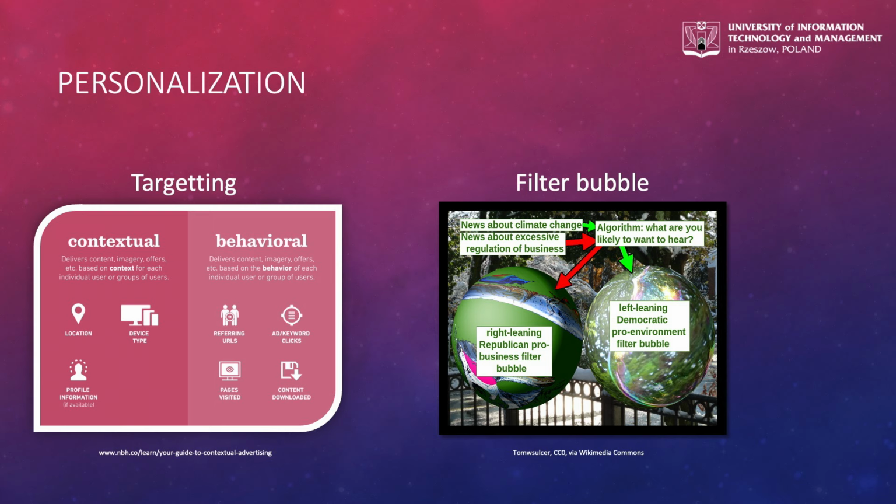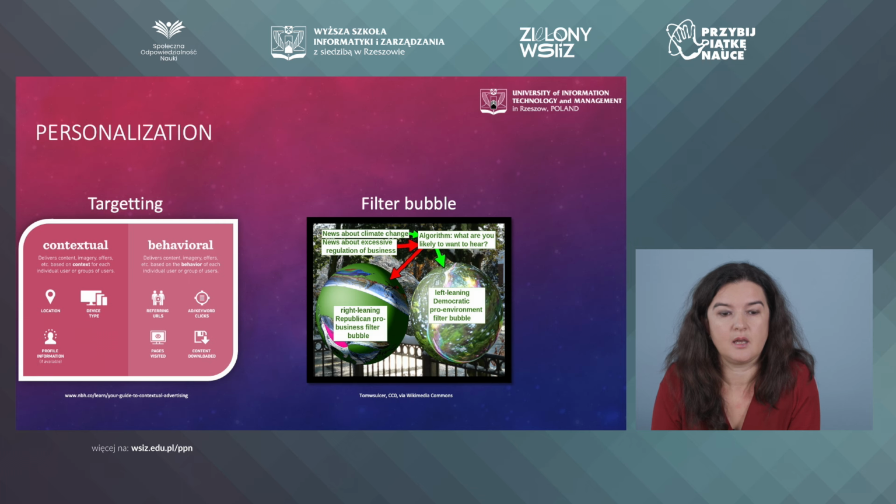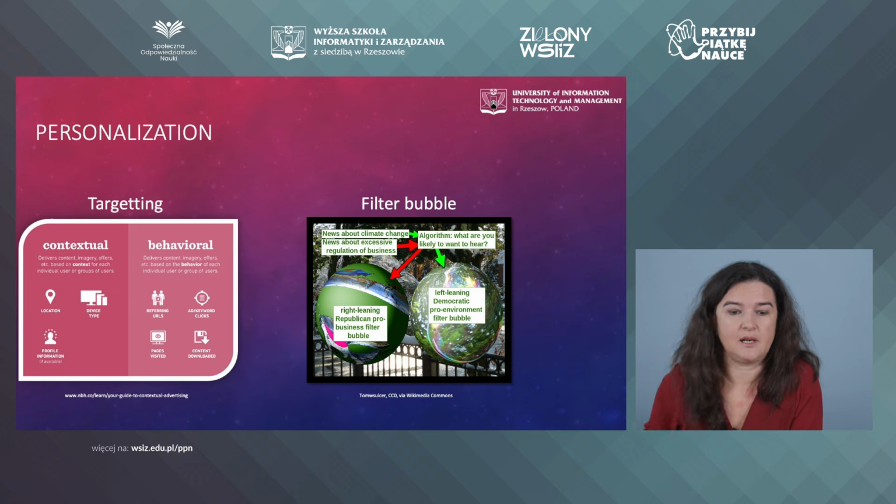In contrast, personalization in relation to the web means that the web remembers users and uses everything it knows about them. Personalization technologies are still being developed, as is the case with algorithmic search. It is therefore important to focus on their implications for critical thinking. Most frequently used techniques related to personalization are contextual and behavioral targeting.